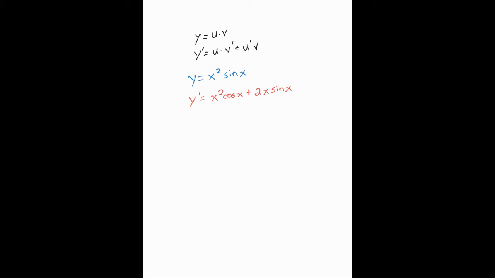And then let's do one more example. So let's combine a little bit of stuff here. Let's say you had y is equal to e to the 5x times the cosine of x squared.